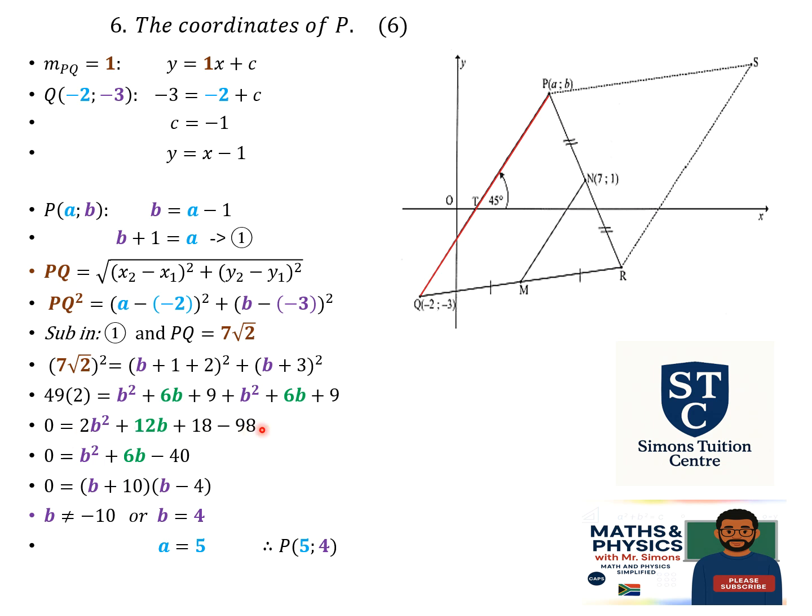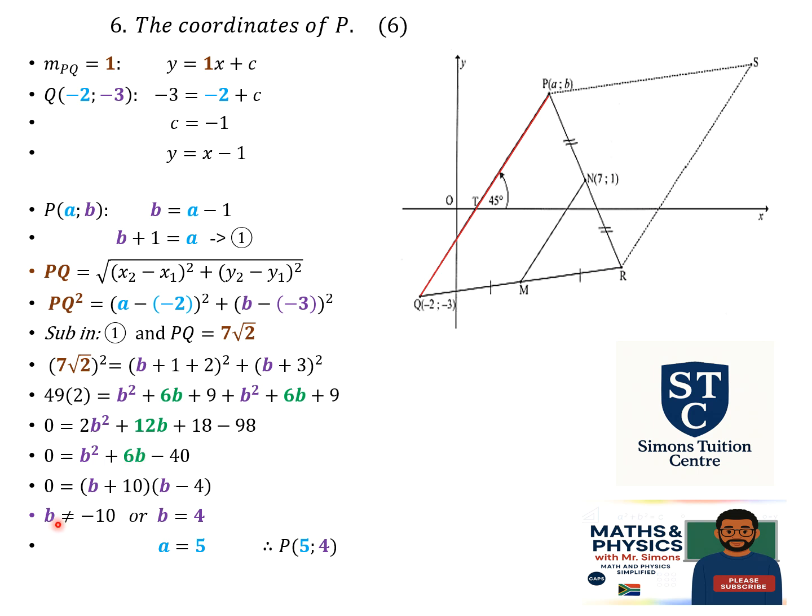So if I divide everything by 2, 2B squared divided by 2 gives me B squared, 12B divided by 2 gives me 6B, and minus 80 divided by 2 gives me negative 40. Now I have to use the factors of 40 to get to 6. So B squared is simply B times B. 10 times negative 4 gives me negative 40, and 10 minus 4 also gives me 6.